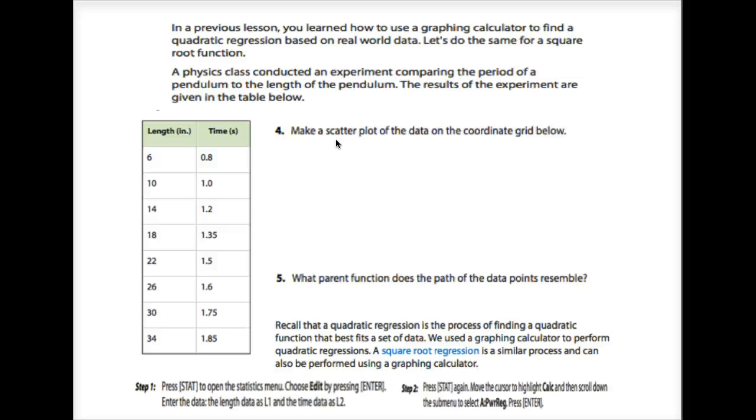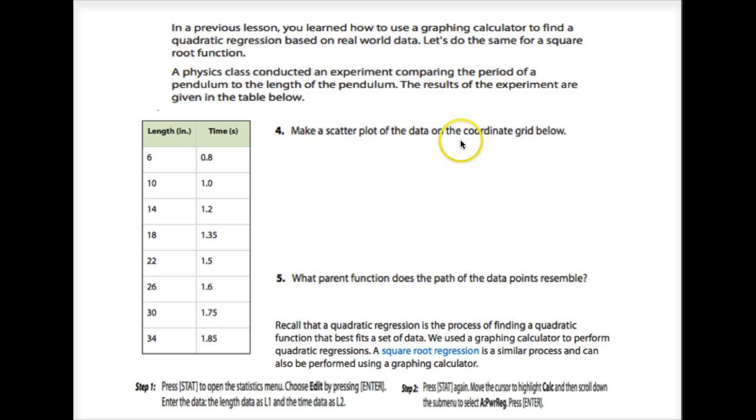Page 403. And for some reason, my table is written vertically where yours is written horizontally, but it's the same data. It says a physics class conducted an experiment comparing the period of a pendulum to the length of the pendulum. The results of the experiment are given in the table below. So here's the table, the experiment. This was the length of the pendulum. This is the period, the time.